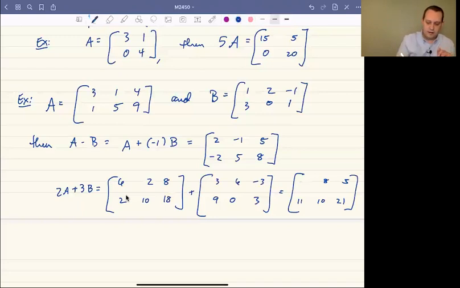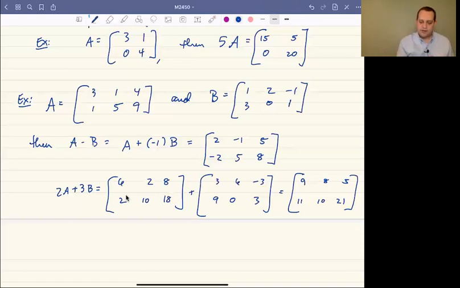All right, 6 plus 3 is 9. 2 plus 6 is 8. 8 plus negative 3 is 5. 11, 10, 21. Okay, so there's the 2A plus 3B. There's that quantity.